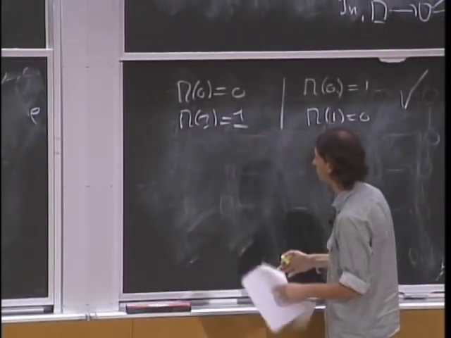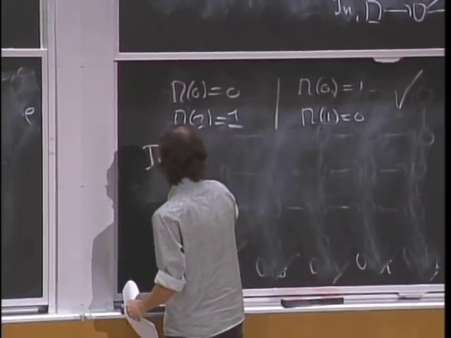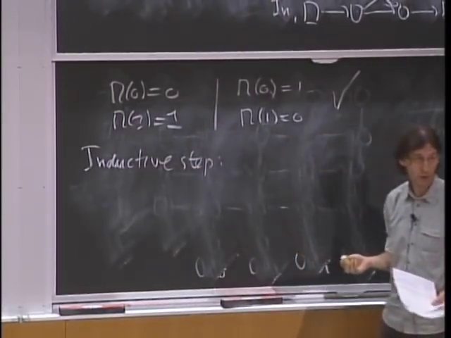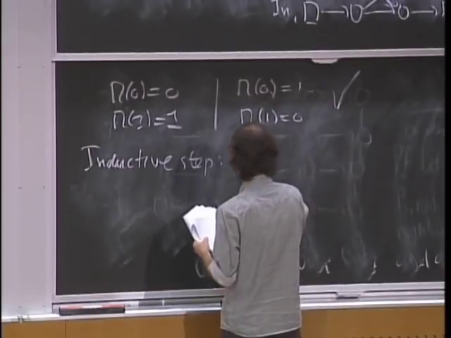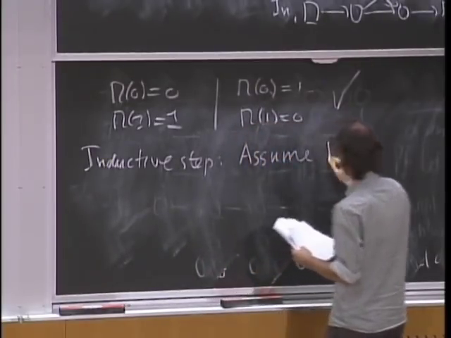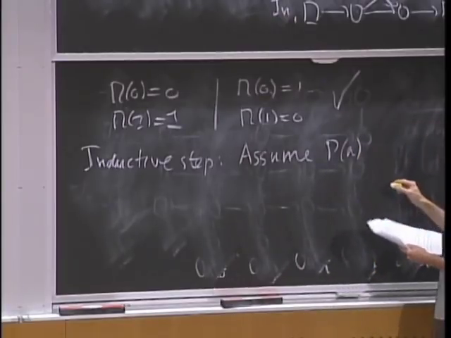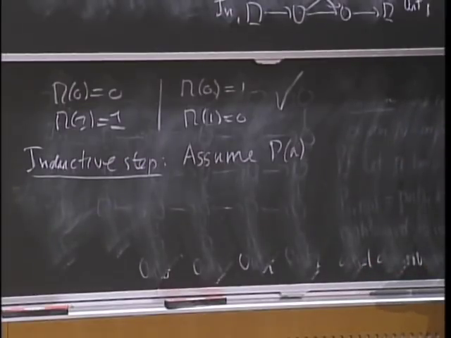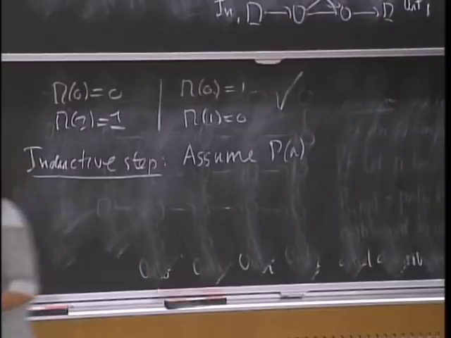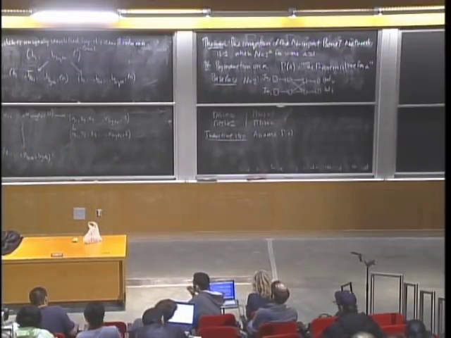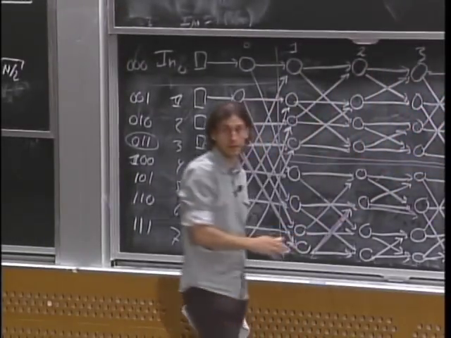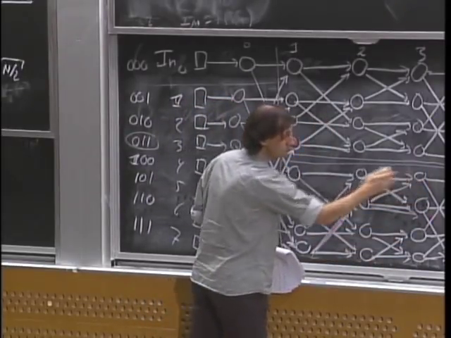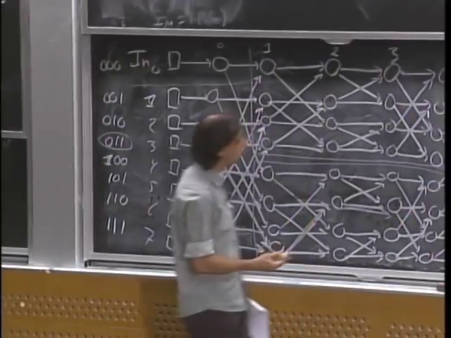So now we get to the harder part, because for the inductive step, we are going to assume, of course, that it holds true for a smaller Benes network. So we assume that P(n) is true. And well, let's try to gain some insight here. So we know that from our induction hypothesis, within each subnetwork, we can solve any routing problem with congestion 1. And for this subnetwork, the same. That's our induction hypothesis.